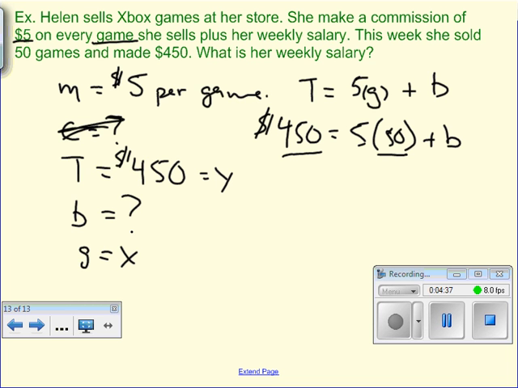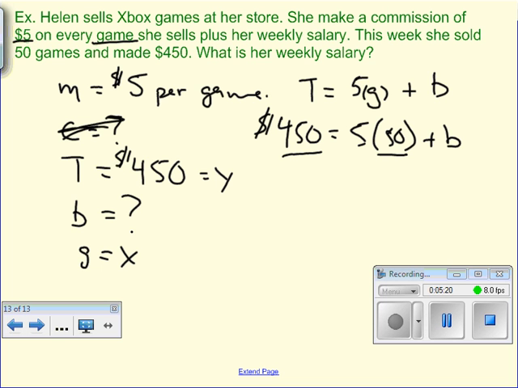I have to be able to pick out these pieces of information. That's kind of like the point of either the EQAO test or a regular unit test. We have to be able to distill a word problem into its component variables. Every time you see something like $5 on every game or per game, I know that's probably going to be my rate of change. That's probably going to be my slope. And the total is more often than not going to be my dependent variable, or my y variable.